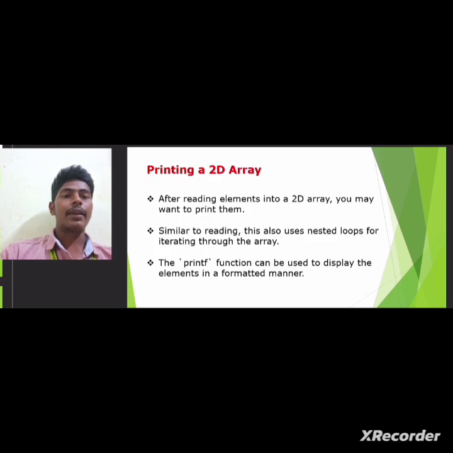Printing a 2D array. After reading elements into a 2D array, you may want to print them. Similar to reading, this also uses nested loops for iterating through the array. The printf function can be used to display the elements in a formatted manner.